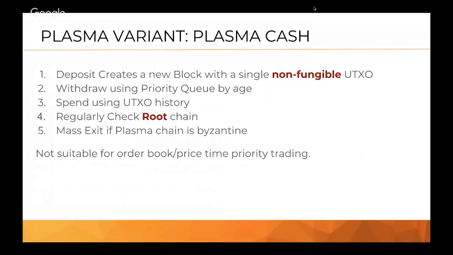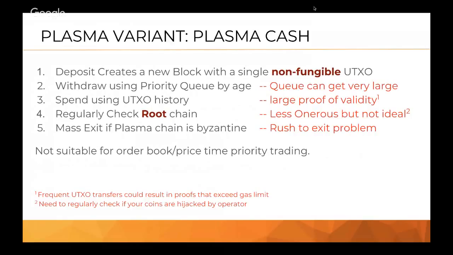Of course, the issue with this is there's no way to match orders. If you have a buy for 5 and I have a sell for 2, there's no way to match it because you cannot split the outputs. So this is simply not appropriate for a matching engine. So I'm just going to skip this. It still has other problems.